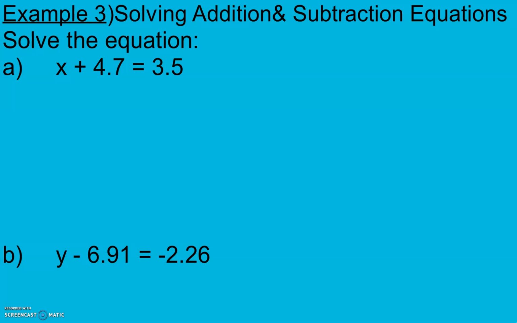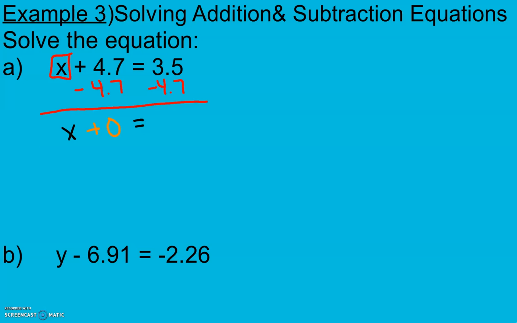Continuing on in section 2.7, here we're going to solve the equation. So here, my x is being added by 4.7. So I get rid of addition by subtracting. And whatever I do to one side, I have to do to the other, both. I did not change my x. Here I got plus 0. I did not change the fact that these are equal since I did the same thing on both sides.